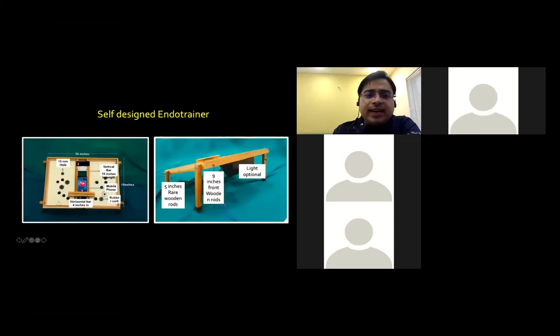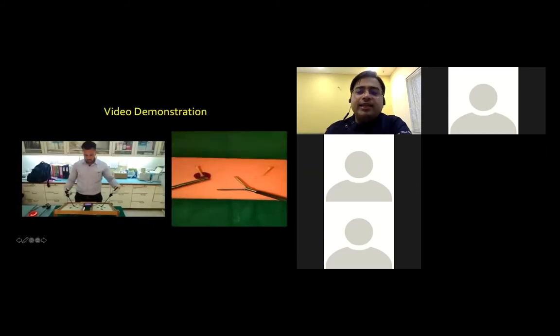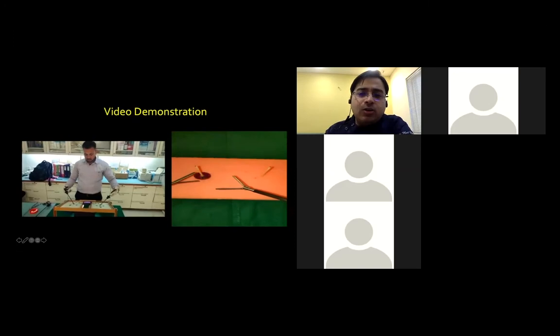This is a self-designed endo trainer, a wooden board with multiple holes on both the sides, and your smartphone can be used as a camera. It is elevated to 9 inches at the rear end and 5 inches at the front end. Rubber corks out of the contrast bottles are put as the ports. This horizontal bar is meant for holding the mobile. So you visualize any task that you want to do. This is how you can accomplish any dry lab training task in your own backyard.